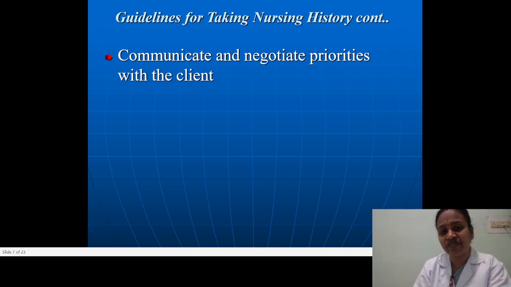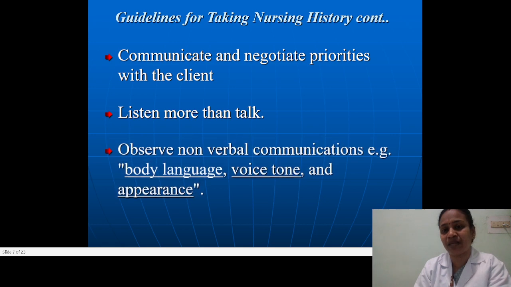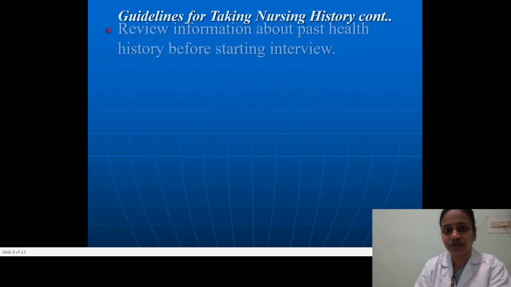Maybe the patient is suffering from chest pain. So when had the chest pain started? What are the characteristics of the pain? That is what we expect. Tell the patient, negotiate with the patient what you expect. Listen more than you talk, which means allow the patient to talk more, and try to listen to all they are expressing to you. Observe non-verbal communication of the patient, especially body language, voice tone, and appearance.